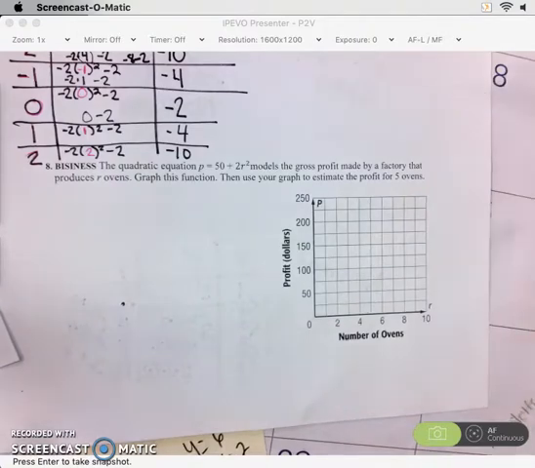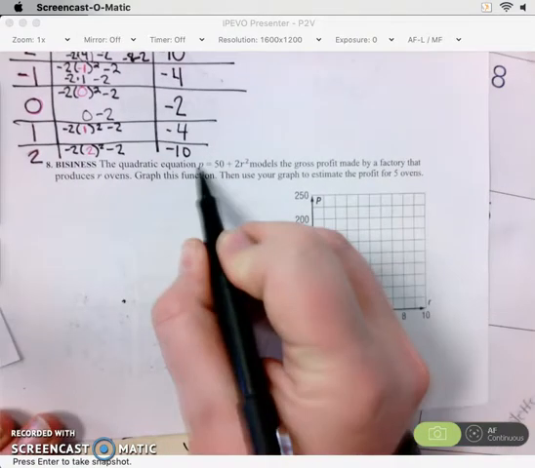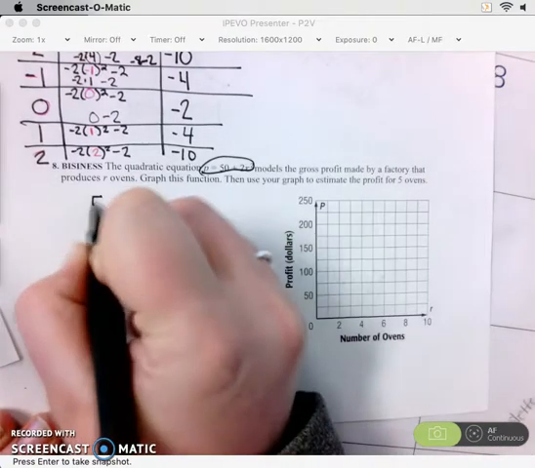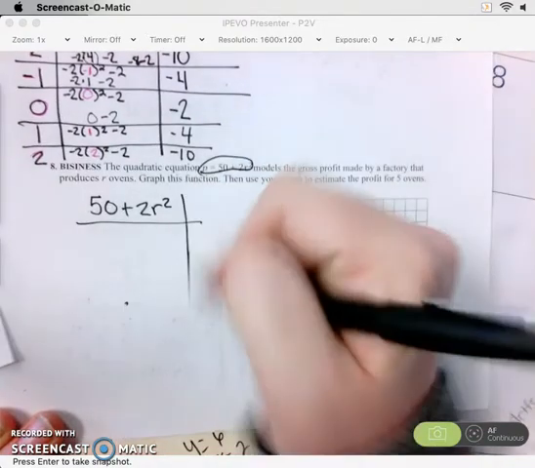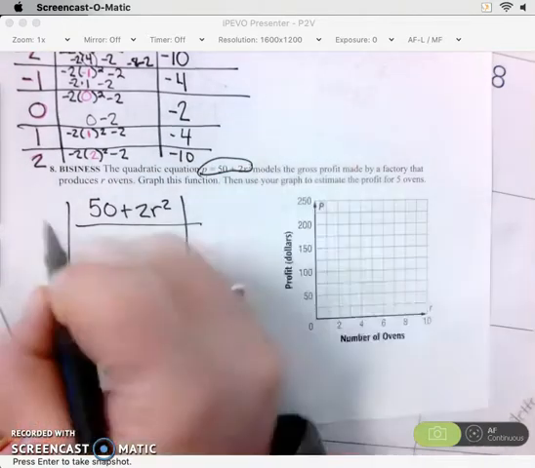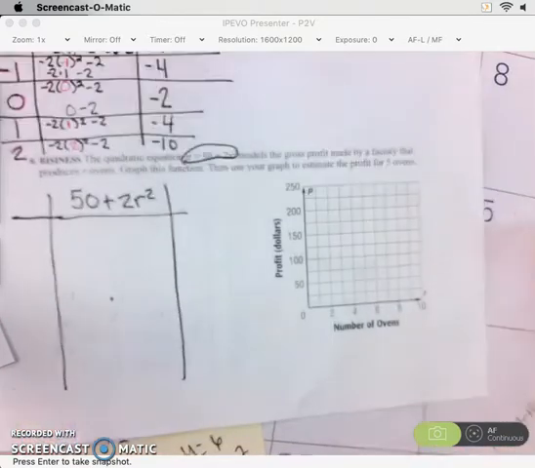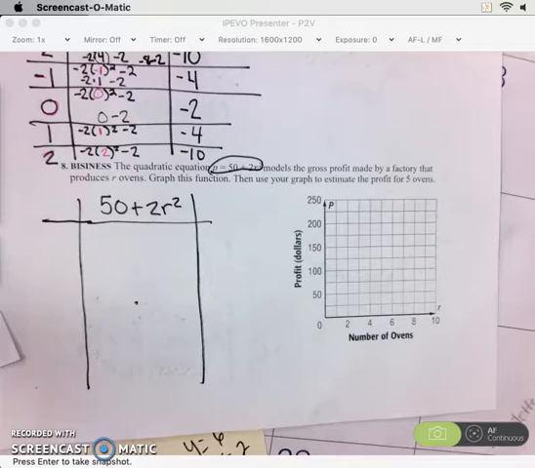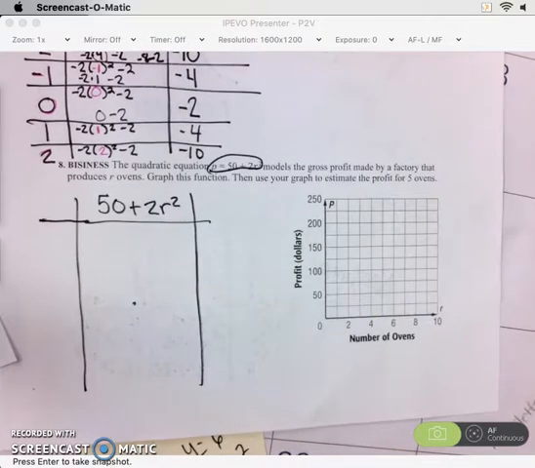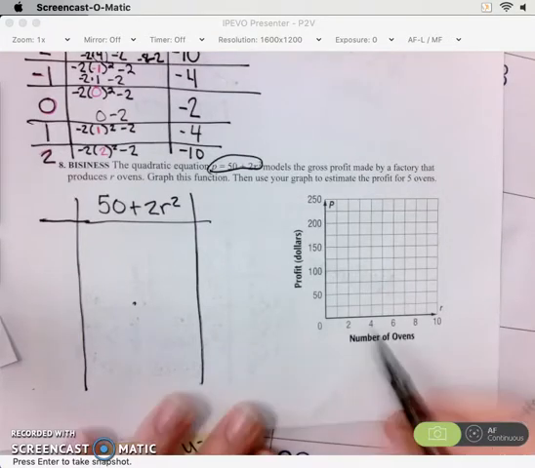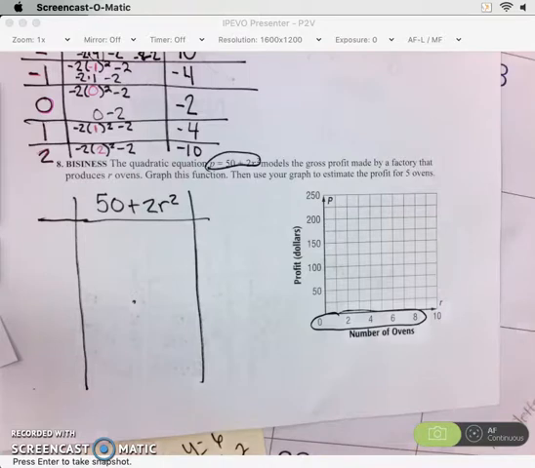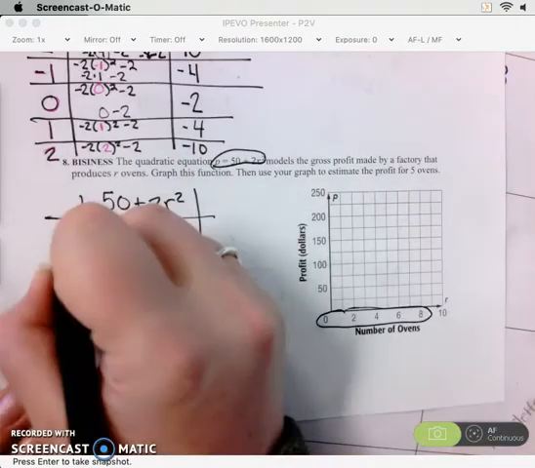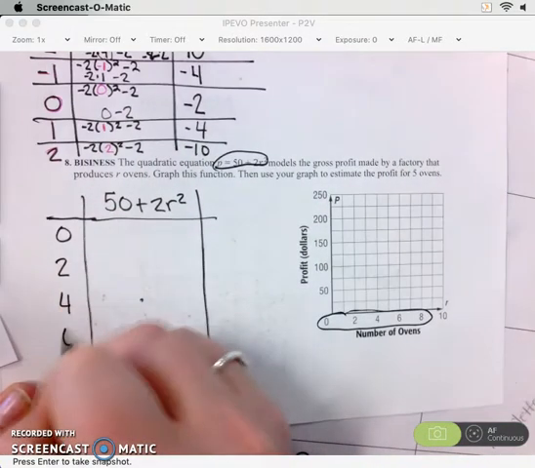Okay, I'm not going to do number 7, but I will go on to this one. Same thing to graph this equation right here: 50 plus 2r squared. You have to remember order of operations. Am I going to put negative in here? No. If it gives you a graph, this is huge. If it gives you a graph, use numbers from that. I would actually use 0, 2, 4, 6, 8.